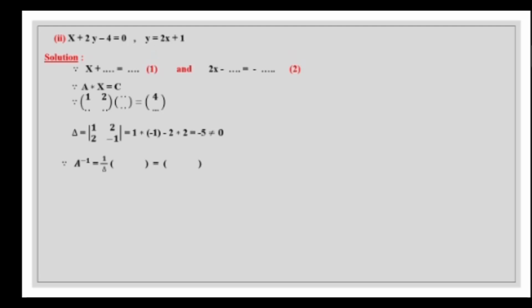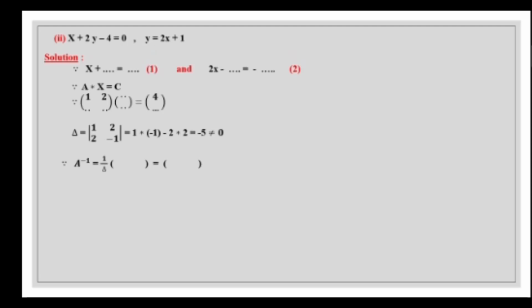negative 1, negative 2 and negative 2, 1, which equals 1 over negative 5 multiplied by the matrix negative 1, negative 2 and negative 2, 1, which will equal 1 over 5, 2 over 5 and 2 over 5, negative 1 over 5.